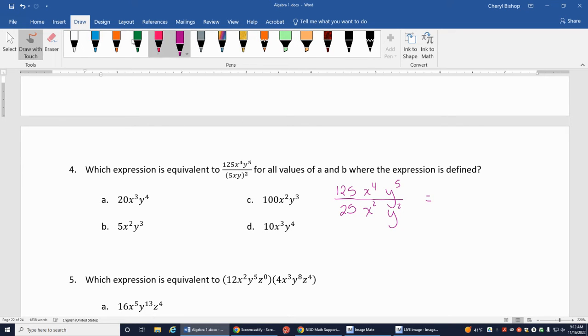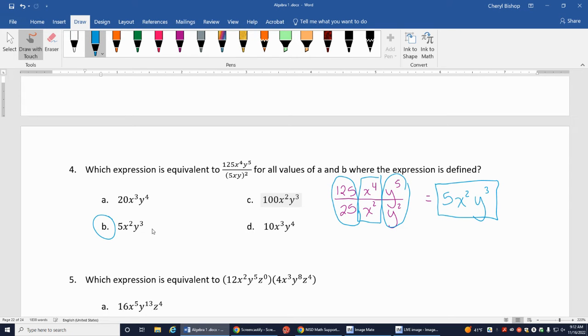Okay, so then I'm going to simplify. First, I'm going to look at my numbers. 125 divided by 25 is going to be 5. So now I know my answer has to be B. Okay, but we can look and see. If I look at my x's, I've got 4 on top and 2 on the bottom, so 2 of these are going to cancel out 2 of these, leaving me with just 2 left over. And then when I look at my y's, these 2 are going to cancel 2 here, leaving me with just 3 of them. 5x squared y to the third is the answer that we selected.